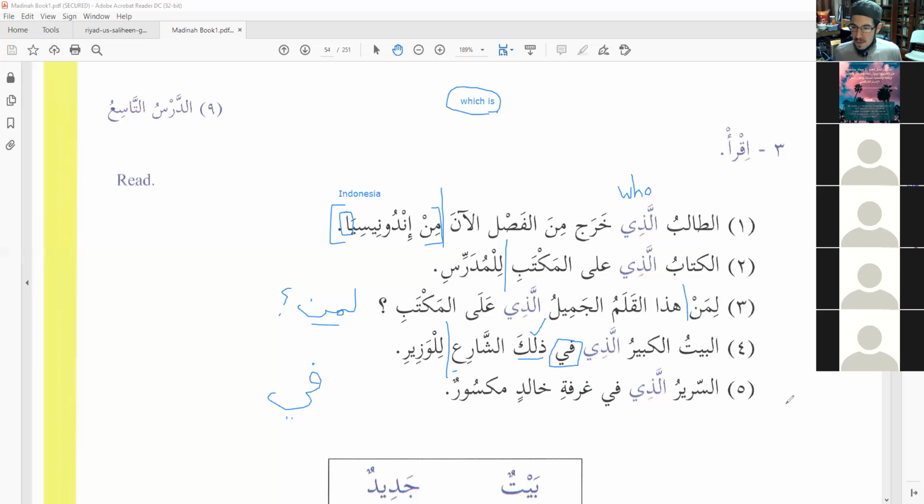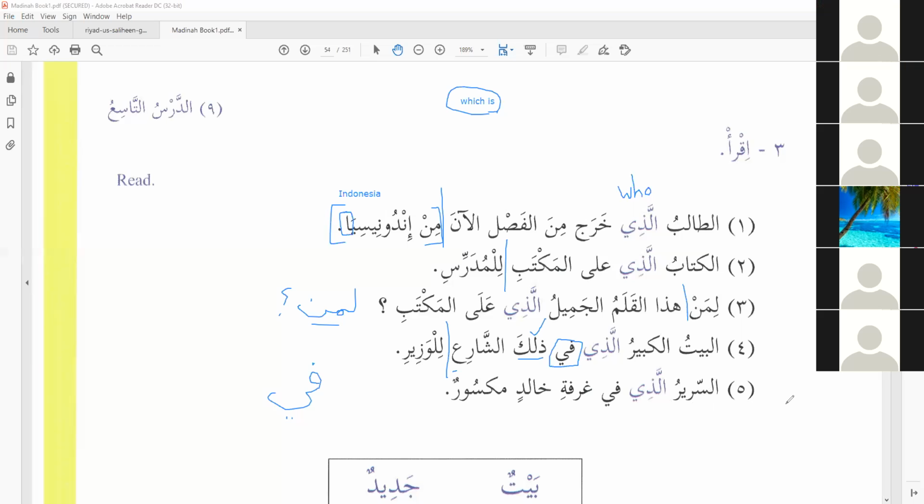Okay, last one for today. Sister Semin, number 5. Okay. السرير الذي في غرفة خالد مكسور. Fantastic. Can you translate that for us? The bed that is in Khalid's room is broken. Fantastic. MashaAllah. Well done.